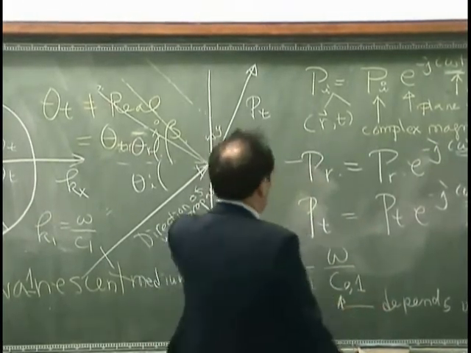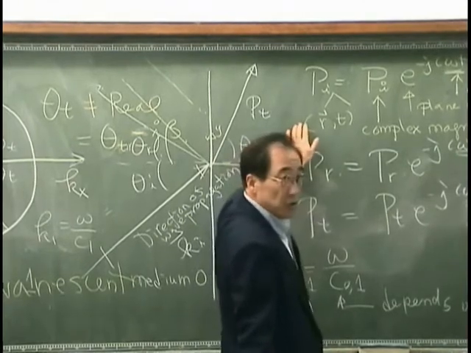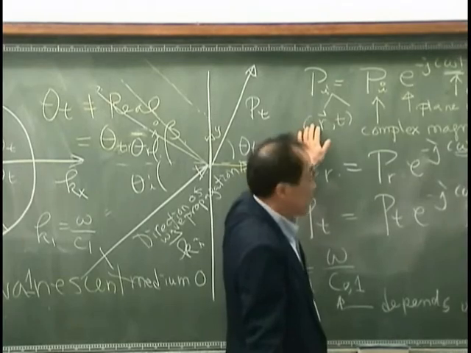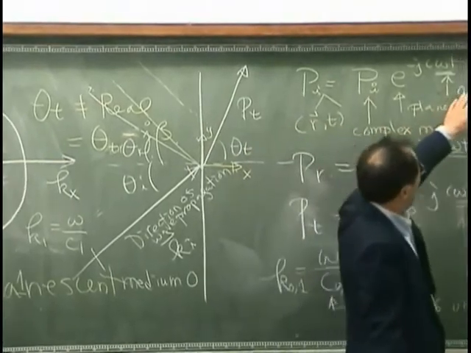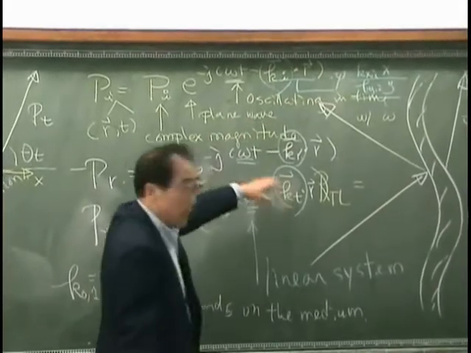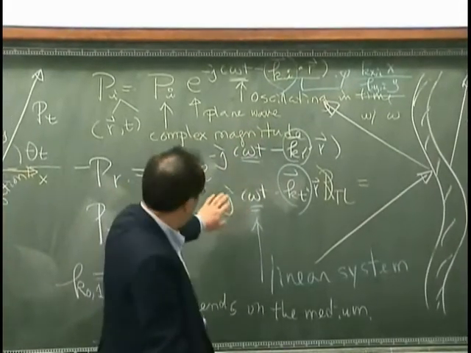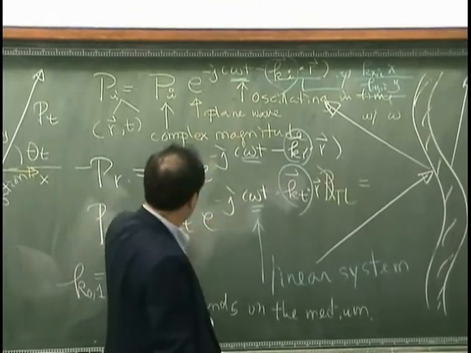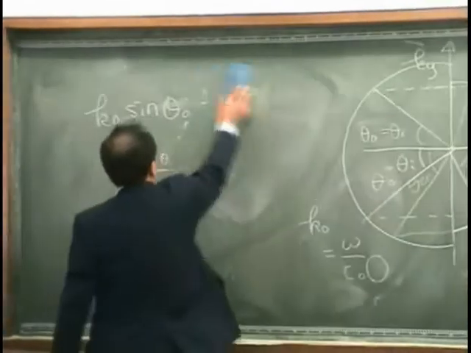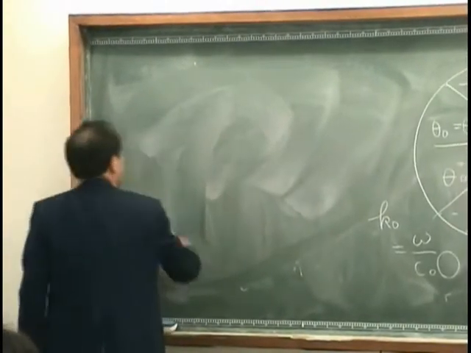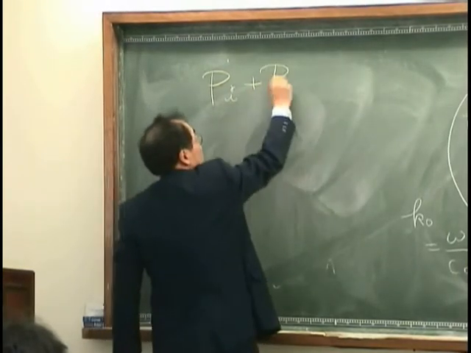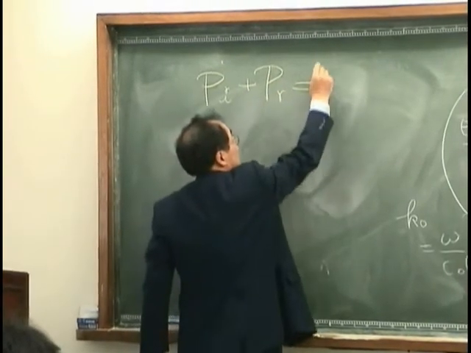And the other one, I can say the pressure continuity. Let's start with the pressure continuity on x equals 0. Then I have the component of y, and omega t, so everything is the same. So I can come up with the famous pressure continuity: simply P_I plus complex magnitude P_R has to be the same as P_T.